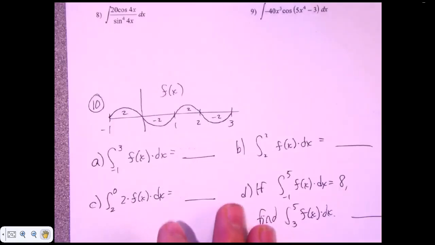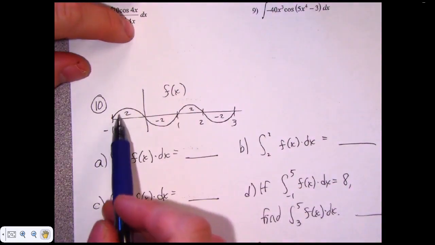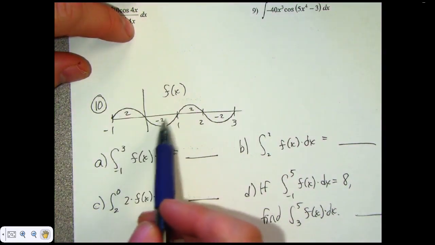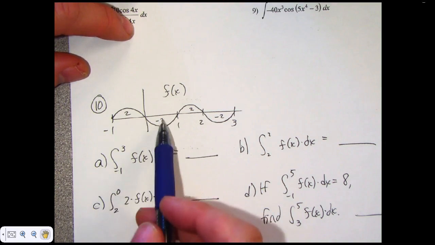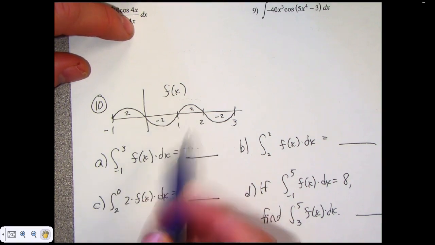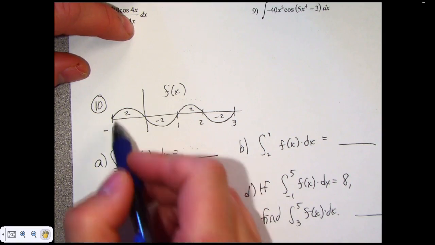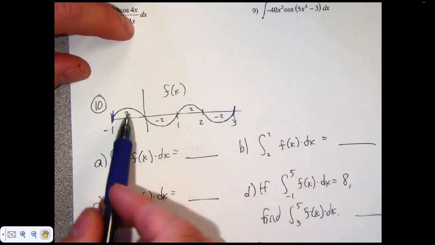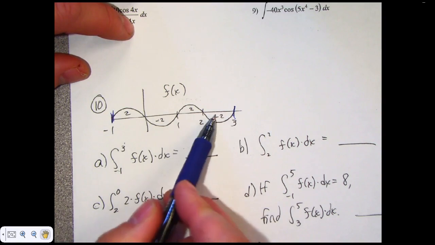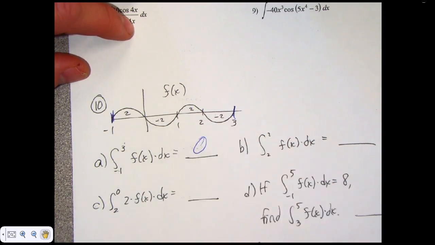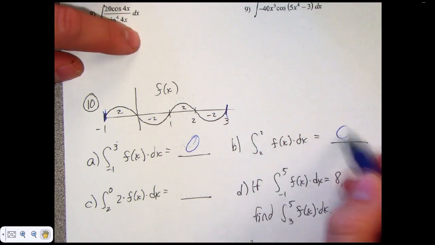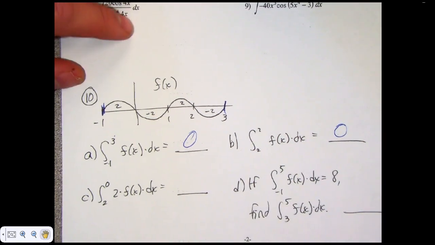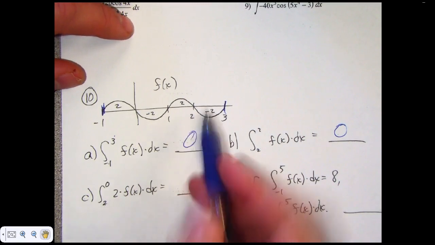Number 10. So let's do it on the actual test because it's all written out already. So what this is saying, this shaded part up here is 2. This is -2 because it's below. And -2 because it's below. Okay, so from -1 to 3, I'm going from here to here. Well, 2 and -2 cancel, the 2 and the -2 cancel, and this just comes out to 0. Part B, if we're integrating from 2 to 2, we're not going anywhere, we're not accumulating any area. So that one's 0.